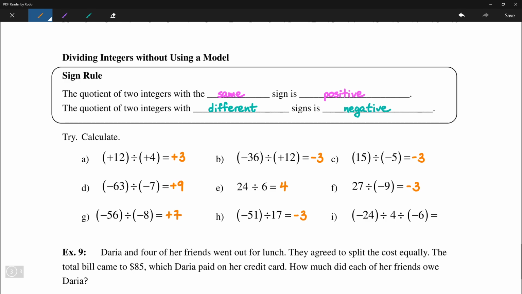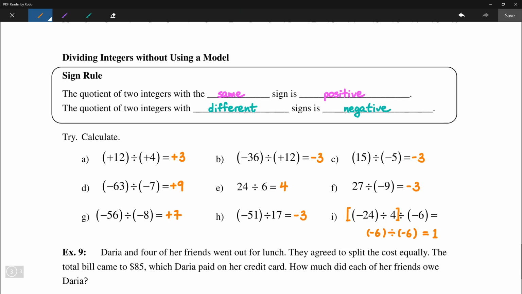And for the last example, we have a multi-step question here. Again, we're going to go from left to right. So negative 24 divided by 4. Since these two have different signs, the quotient would be negative, so this will give us negative 6. And negative 6 divided by negative 6 will give us positive 1, since the negative 6's have the same sign.